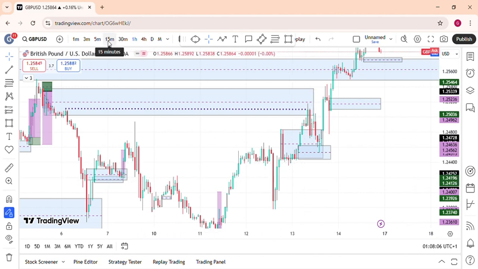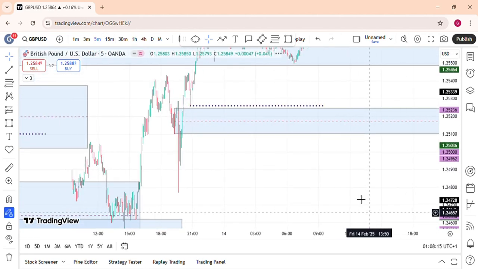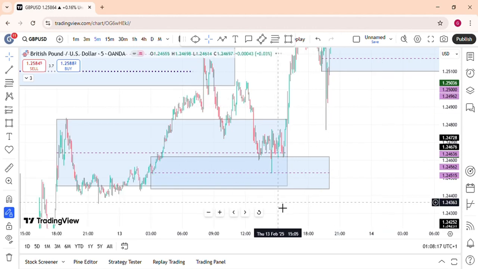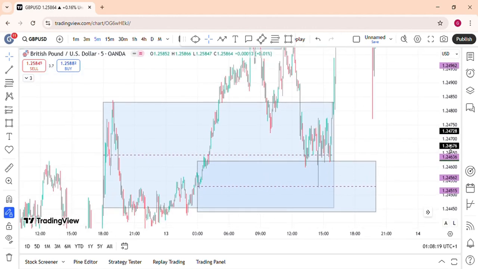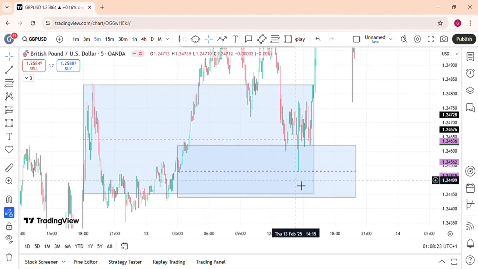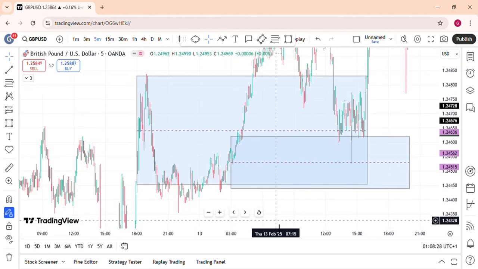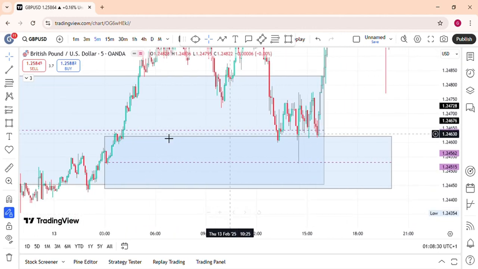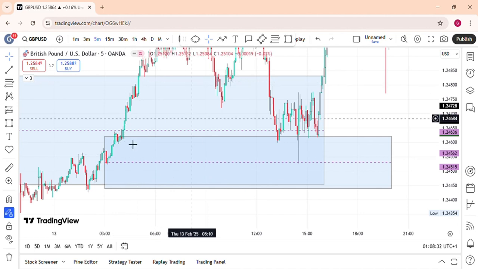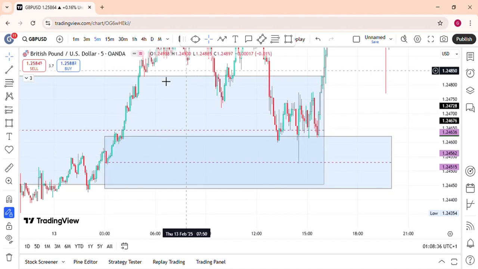So on the 13th of February, breaker and fair value gap right here. On this fair value gap, you can see how the market, you know that this is a fair value gap right here that we just highlighted, and this is a previous low that was taken out. So what we need to look for is our break of market structure and a fair value gap.